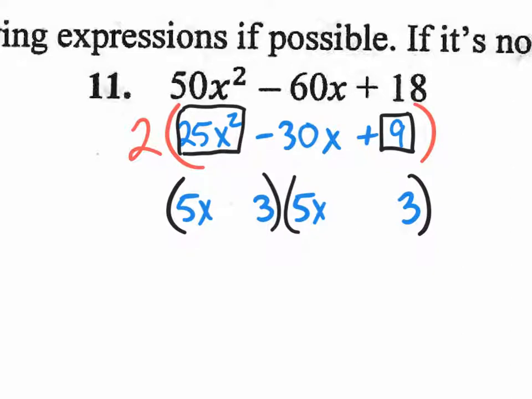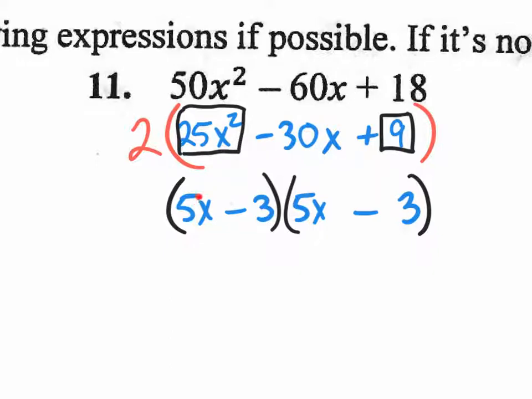Now the question is, at the very end, when I distribute and I say 3 times 3, I need it to be a positive 9. But when I combine the middle terms, I need it to be a negative 30. So instead of positive 3 times positive 3, we're going to go with a negative 3 times negative 3. That'll give me a positive 9. And when I combine them in the middle, it will give me a negative 30. So you're supposed to actually check.